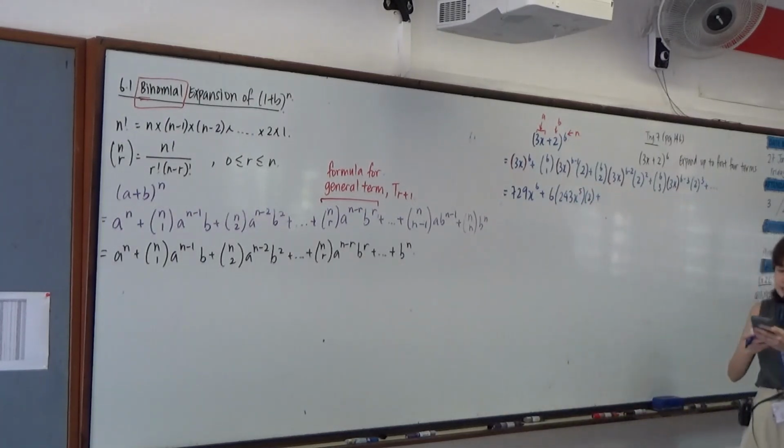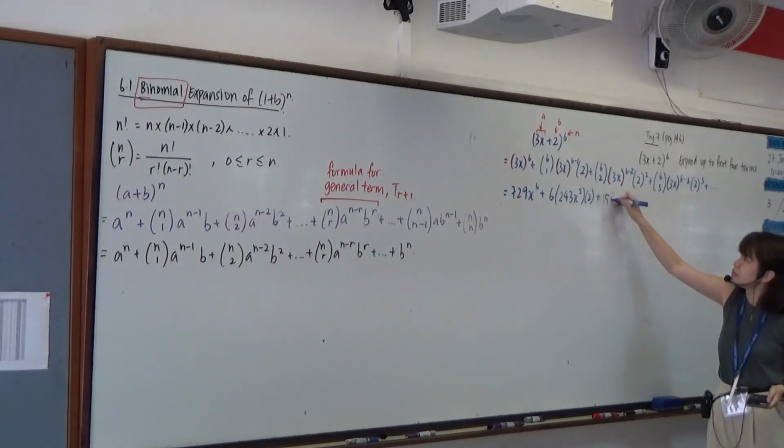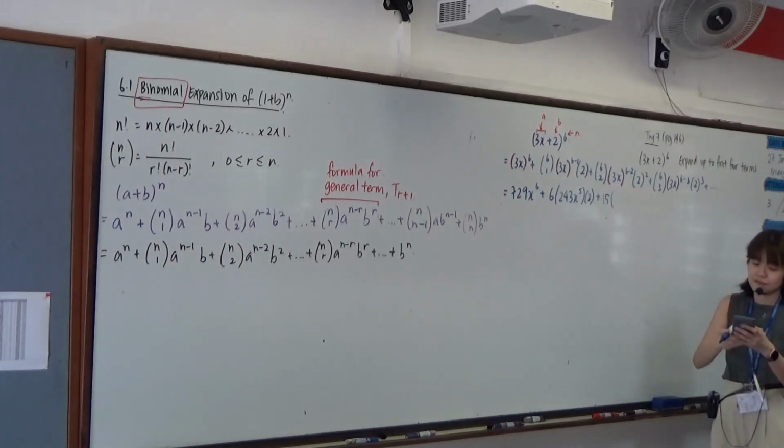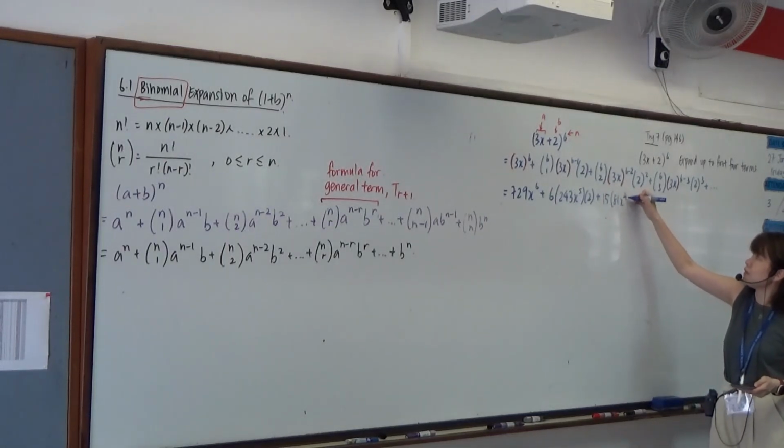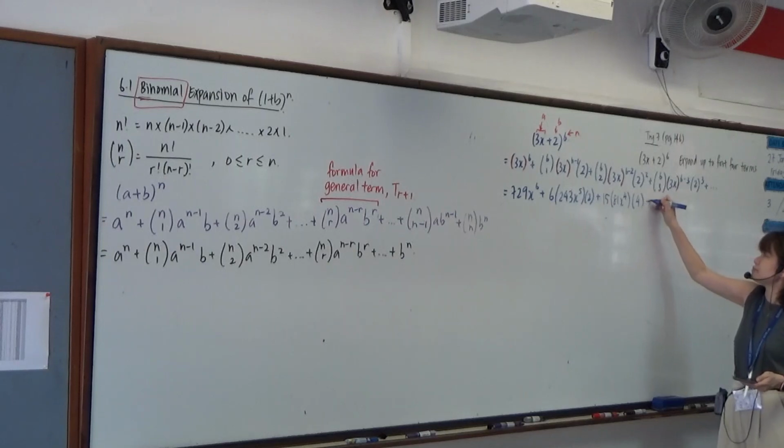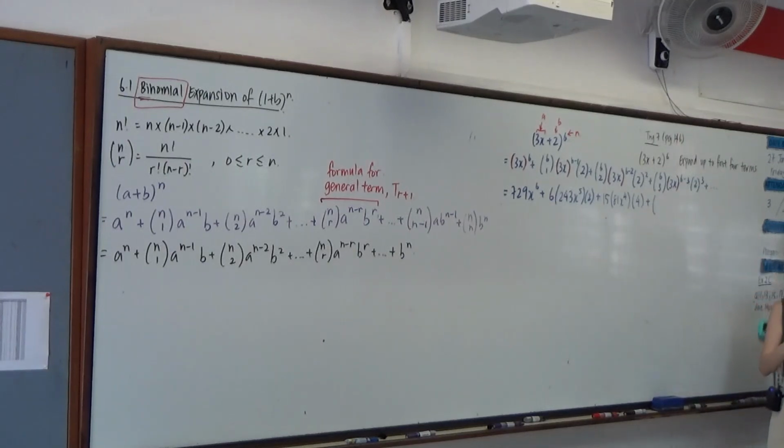Then 6 choose 2, you'll get 15. And then 3 to the power of 4, 81, x to the power of 4, times 4. 6 choose 3, 20. 3 to the power of 3, 27. x cubed, 8.